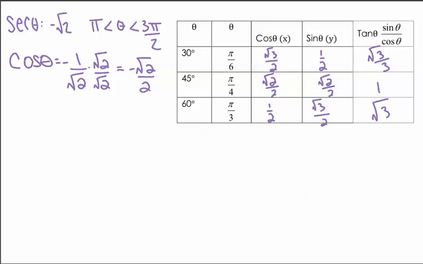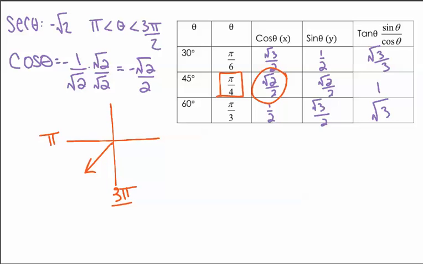So then that's what I'm looking for in my chart. What angle measure has a cosine value, an x value of negative radical 2 over 2? Well, I can see that cosine, that x value of radical 2 over 2, belongs with pi over 4. So as I sketch my angle here, I know that it's going to be in the third quadrant, and I know that because I'm dealing with the range of pi to 3 pi over 2.